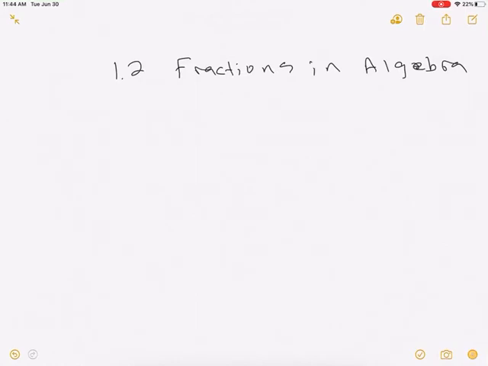All right, so we're going to start first by learning how to convert mixed numbers to improper fractions.